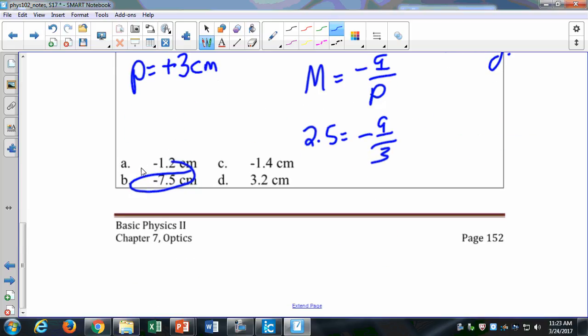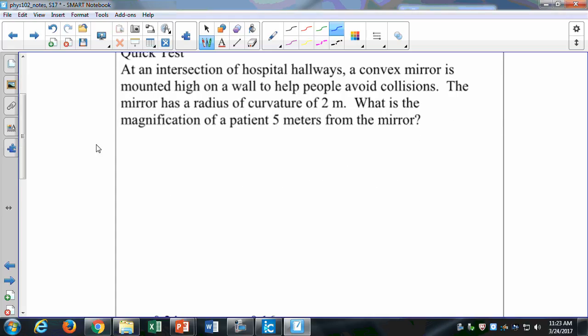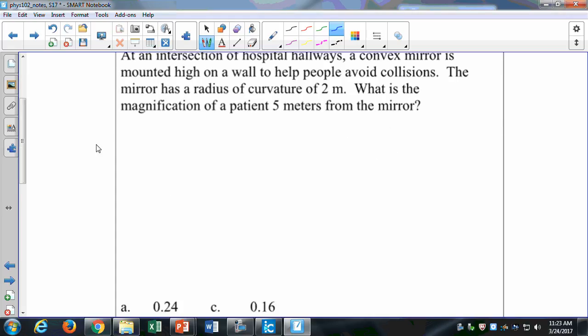I think there's one more here. Listen, there is a problem in the homework that requires you to solve a system of equations where you have to plug one equation into the other. You're not going to have to do that on the test, okay? It might be useful for you to step through that problem, but you're not going to have to do that level of algebra on the test.